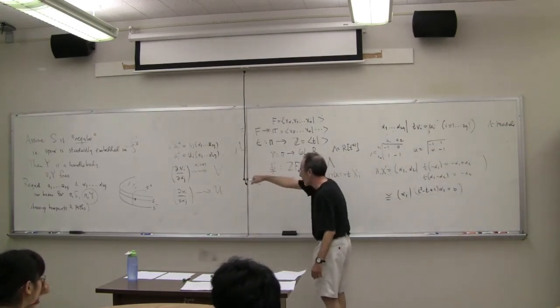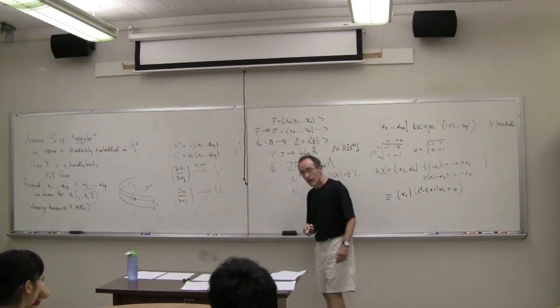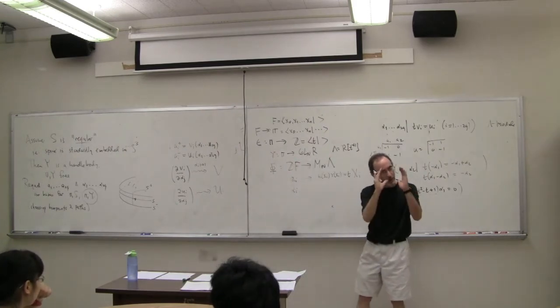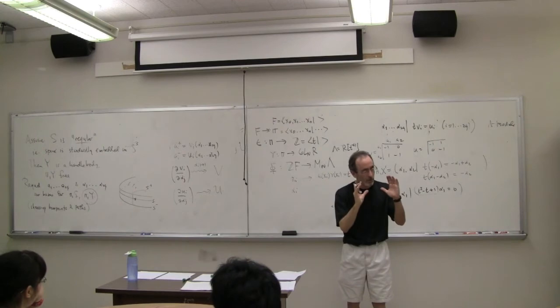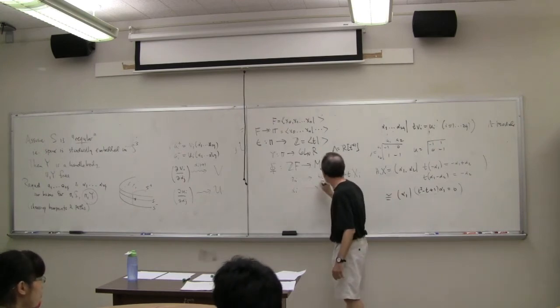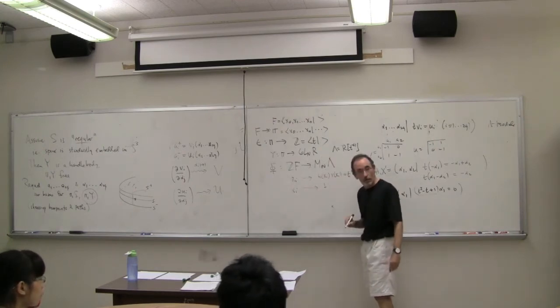But if we take an element alpha_i in the commutator subgroup, this is going to go to 1.